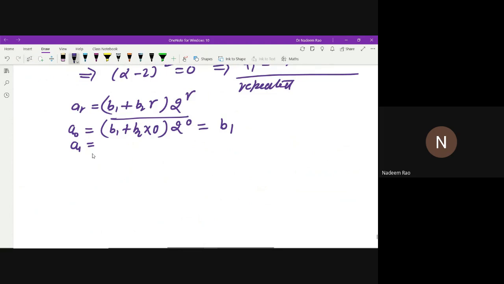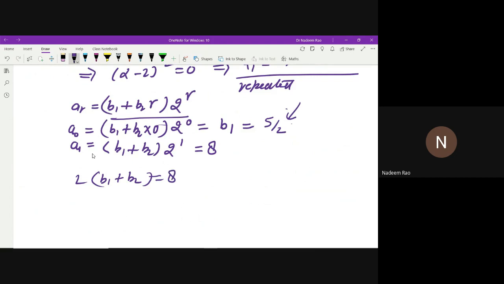a_1 इक्वल्स टू 8. तो B1 प्लस B2 2 to the power 1 इक्वल्स टू क्या, 8. ठीक है, और यहाँ पे क्या मिला था हमें, B1 equals a_0, a_0 हमारे पास क्या गिवन है, a_0 हमें दिया हुआ है ऊपर सवाल में 5/2. ठीक है, और a_1 दिया हुआ है हमें 8. तो यहाँ से एक तरीके से B1 की वैल्यू आपने कैलकुलेट कर ली. B1 इक्वल्स टू 5/2. सो B1 प्लस 2 times B2 equals to 8.